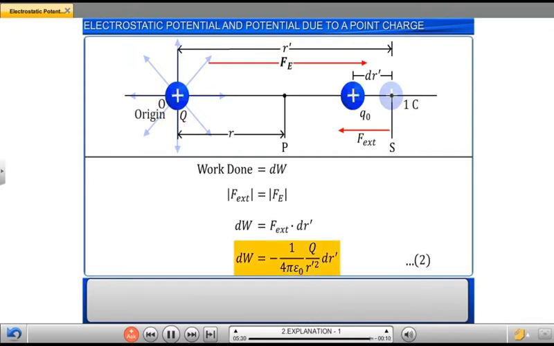We observe from equation 2 that the value of dW is negative, since charge Q0 is moved against the direction of the electric field.